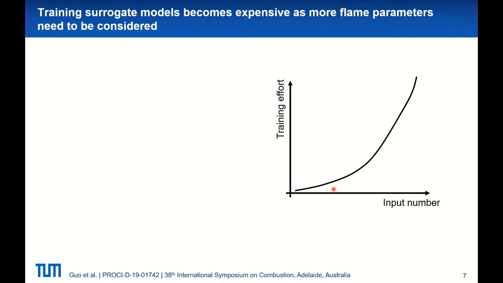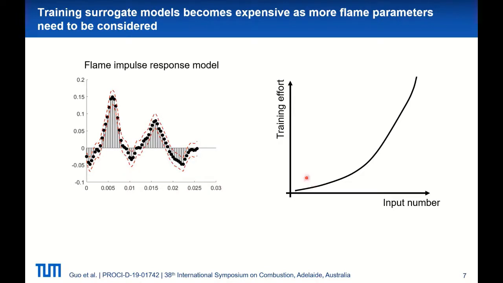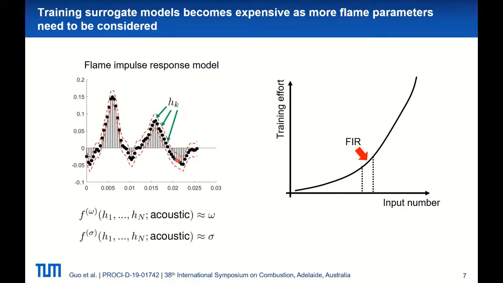In practice, however, flame models usually have many parameters. For the linear case, for example, we may use a flame impulse response model, which describes flame dynamics in the time domain. Those model coefficients, h_k, usually identified from noisy CFD simulations with limited time series data, are uncertain. This type of model usually contains 30 to 70 coefficients. Therefore, the training effort of building surrogate models for the FIR model will be much higher than, say, building a surrogate model for the n-tau model, which only has 2 parameters.